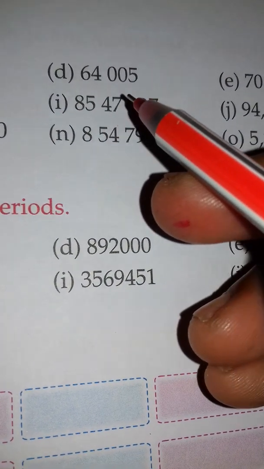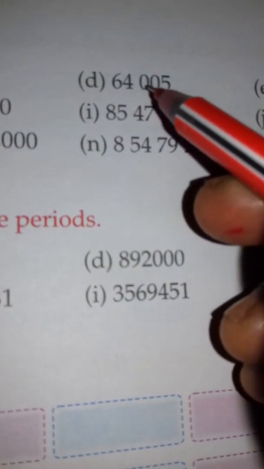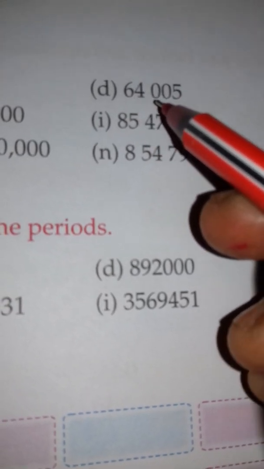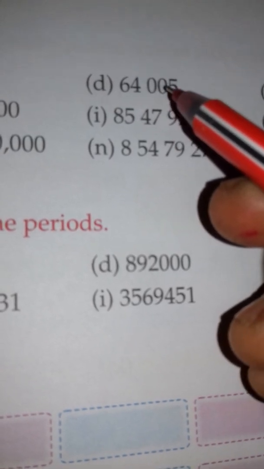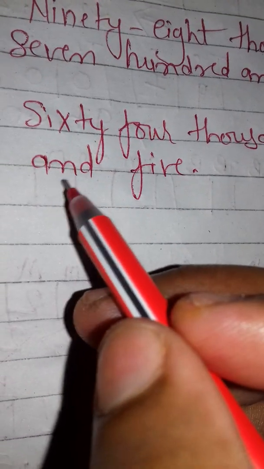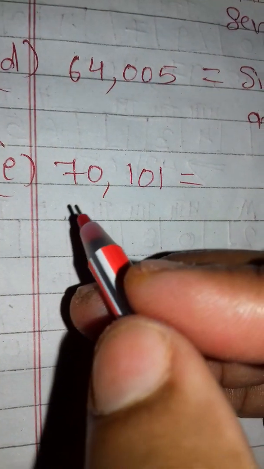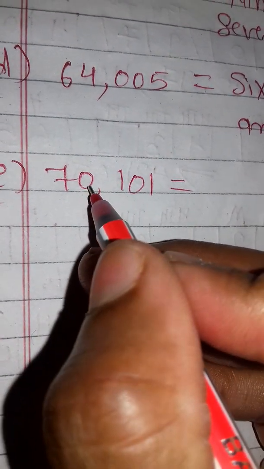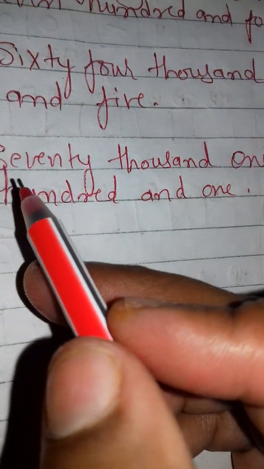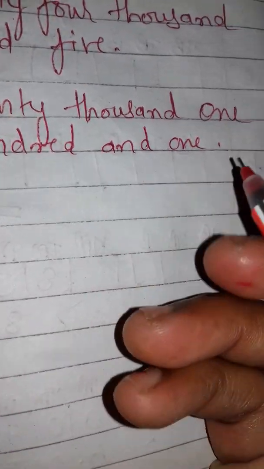D, 64005. Again you can see space between two periods. Ones period, 1,000 period. Ones, tens, 100, 1,000, 10,000, 64,000. 00 means hundred place and tens place it is 0, and ones place 5. So 64,005. Similarly E, ones, tens, 100, 1,000, 10,000. So how will we read it? 70,101. And we will write 70,101 in words like this.